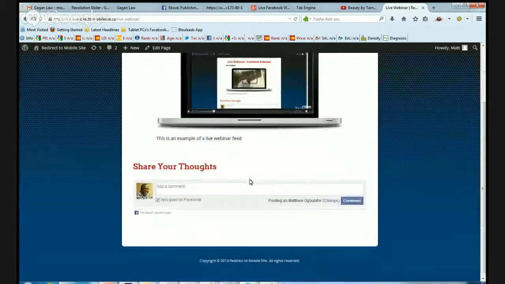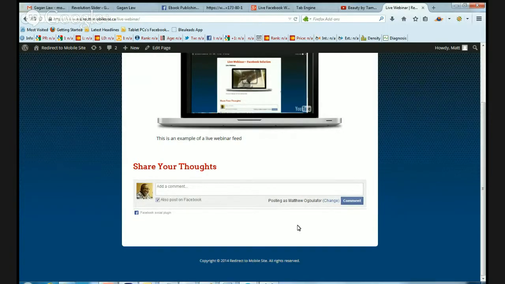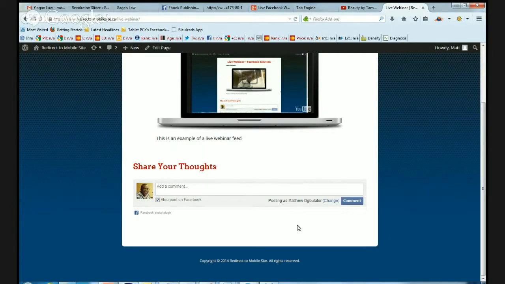At the bottom of the screen, we have your thoughts. And remember, this is where you want people to put in their comments and ask questions. This can also be posted on Facebook. And then you can respond to their individual questions, and they could be anywhere in the world. Exactly. So this is how cool this is.